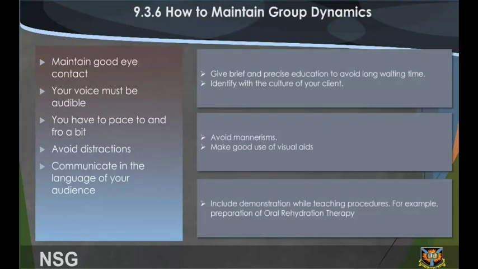How to maintain group dynamics. Maintain good eye contact. Your voice must be audible. You have to pace to and fro a bit. Avoid distractions. Communicate in the language of your audience. Give brief and precise education to avoid long waiting time. Identify with the culture of your client. Avoid mannerisms. Make use of good visual aids. Include demonstration while teaching procedures, for example, preparation of oral rehydration therapy.